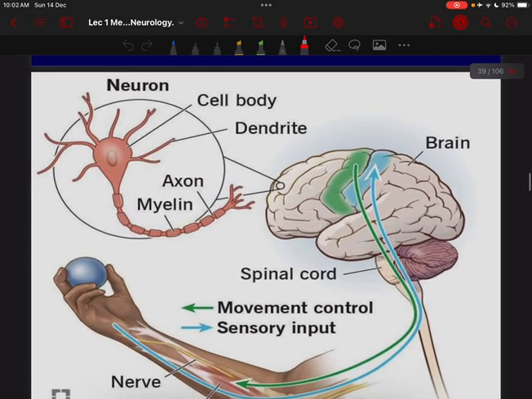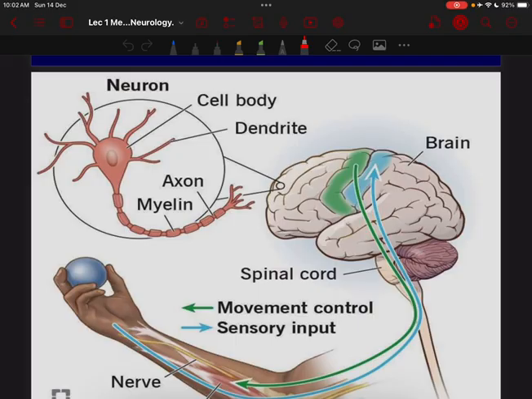This is another diagram to show an example of any action. For example, holding this ball, we need many functions. For example, we need the motor area and the motor fibers. One, we need the sensory fibers.